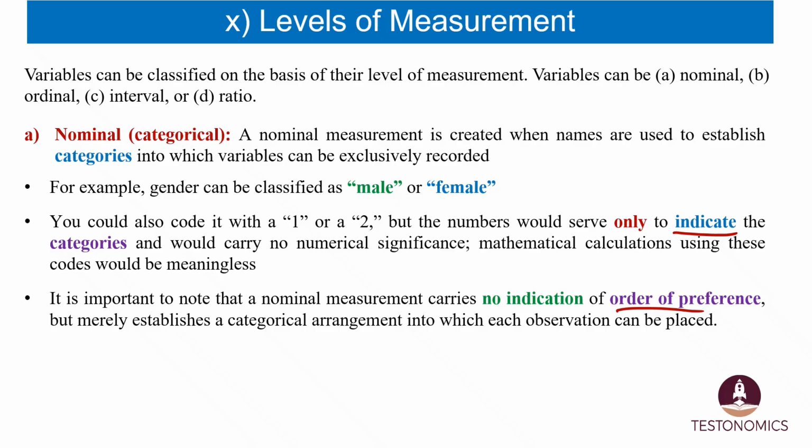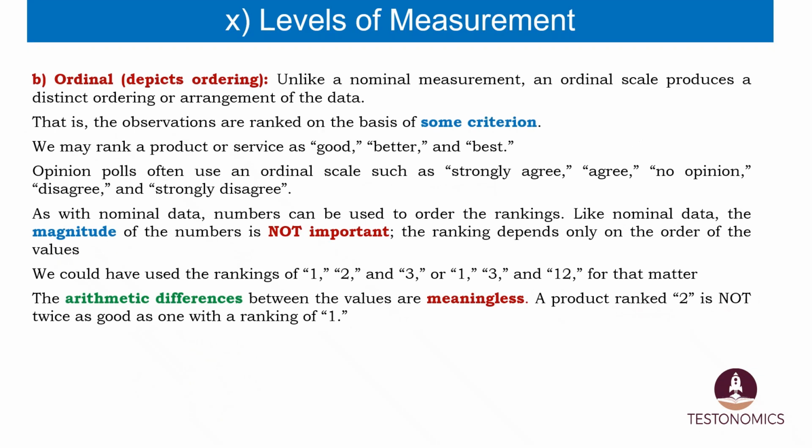For example, you've seen those surveys in which you have to respond by saying agree, disagree, or strongly agree and strongly disagree. So those are indicating some order of preference. In this first one, which is nominal or categorical, this is not happening. This will happen in the second one. So let's move to the next one. The second one is ordinal.